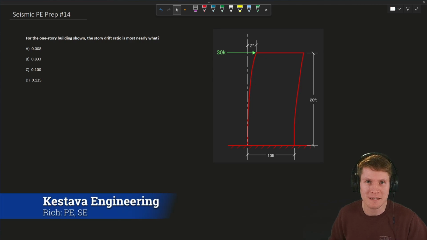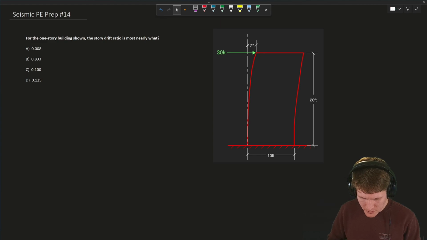Team, what's going on? Seismic PE prep example number 14, coming right at you. Let's get into it. For the one-story building shown, the story drift ratio is most nearly what?